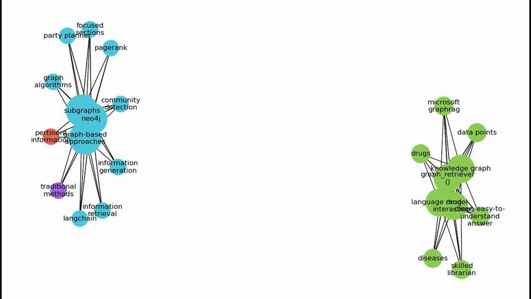This combination allows it to generate answers that are not only relevant, but also draw from the nuanced relationships between the data points. Together, both methods show how graph-based approaches can significantly improve the depth and quality of information retrieval and generation compared to traditional methods.